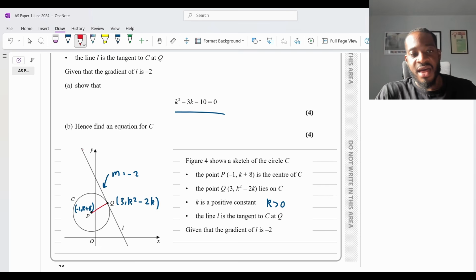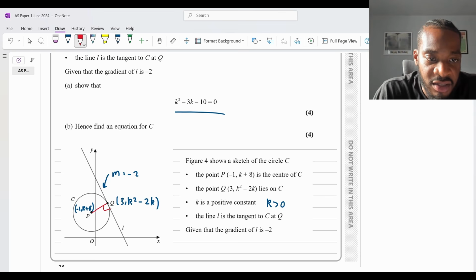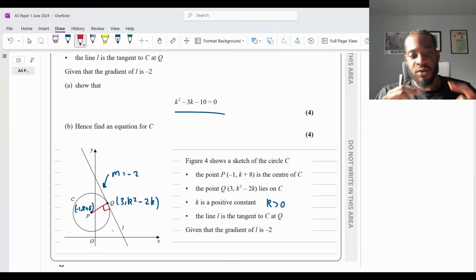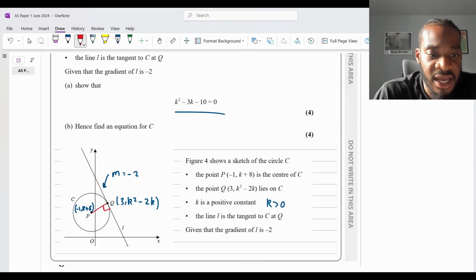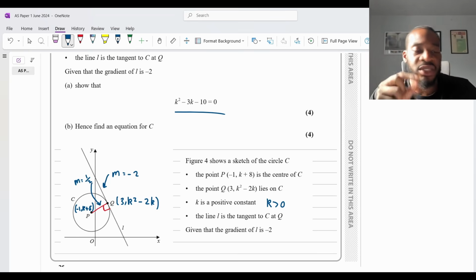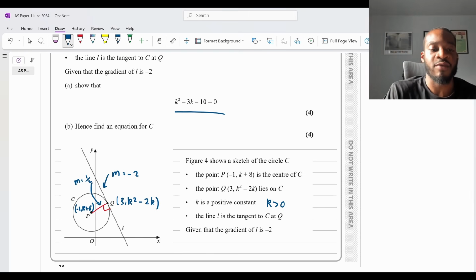Now, if that gradient is minus 2, remember, these are perpendicular, aren't they? So if two lines are perpendicular, it means that the gradients are the negative reciprocals of one another, right? So if this line L has a gradient of minus 2, it means that the gradient of this line P to Q, which happens to be the radius, has to be 1/2, isn't it? So we can use that result to form an equation because we've got 2 points. We've got P and Q, which both lie on the line PQ, the radius.